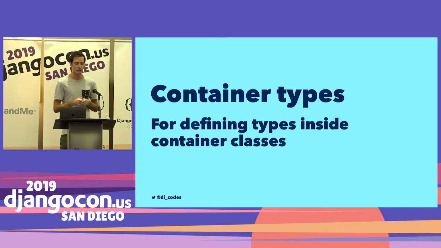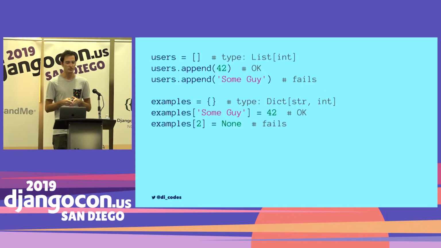It also defines some container types. So these would be like a list or a set. And this allows us to say, okay, I'm initializing this list and it can only contain integers. Or I'm initializing this dictionary and the key is a string and the value is an integer. And so that would cause the type checker to either pass or fail in the various situations.